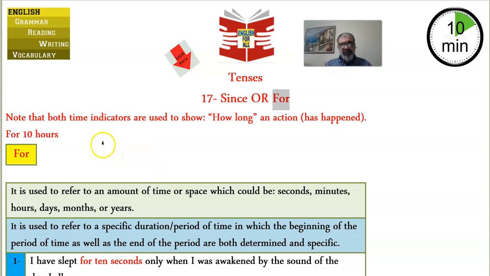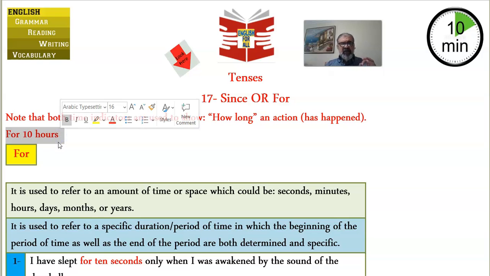To start with, there is no doubt that these two indicators indicate how long an action has happened, and they are basically used with perfect tenses, mostly present perfect continuous, future perfect, and past perfect continuous. They are time indicators. When you say for 10 hours, you are actually indicating how many hours you spent doing something.